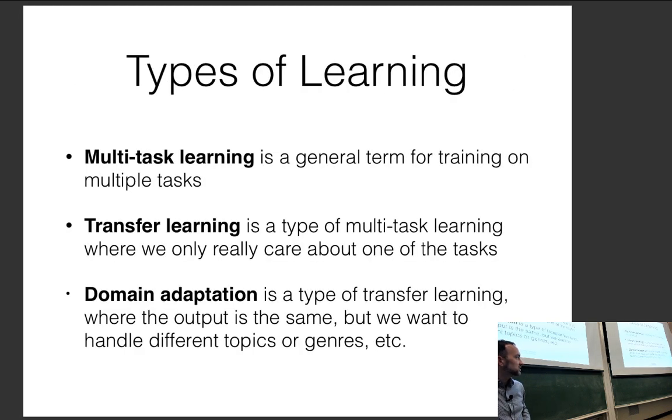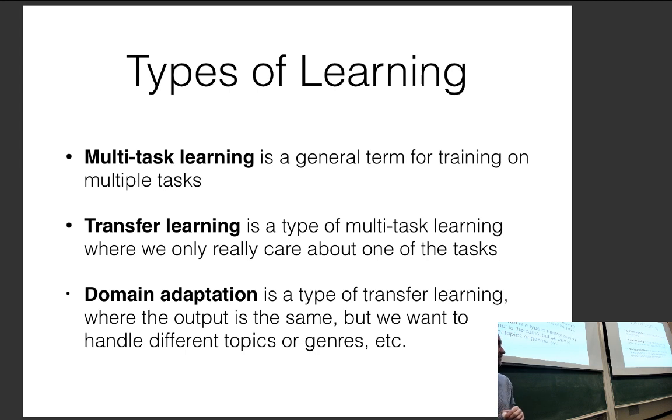And domain adaptation is a type of transfer learning. In the case of domain adaptation, the output space is essentially the same, where the underlying task is the same, so the type of predictions that you can make is the same, but the distribution of the inputs and outputs may be different.